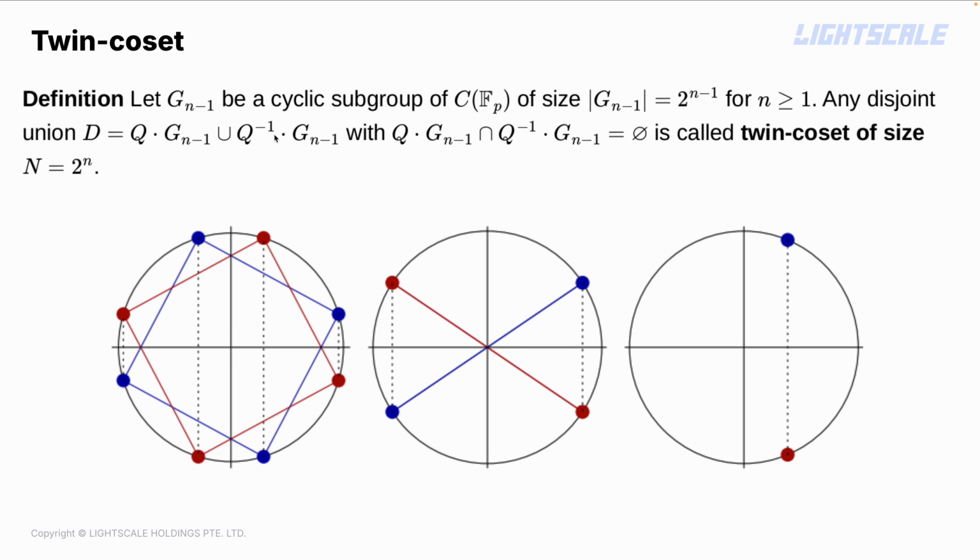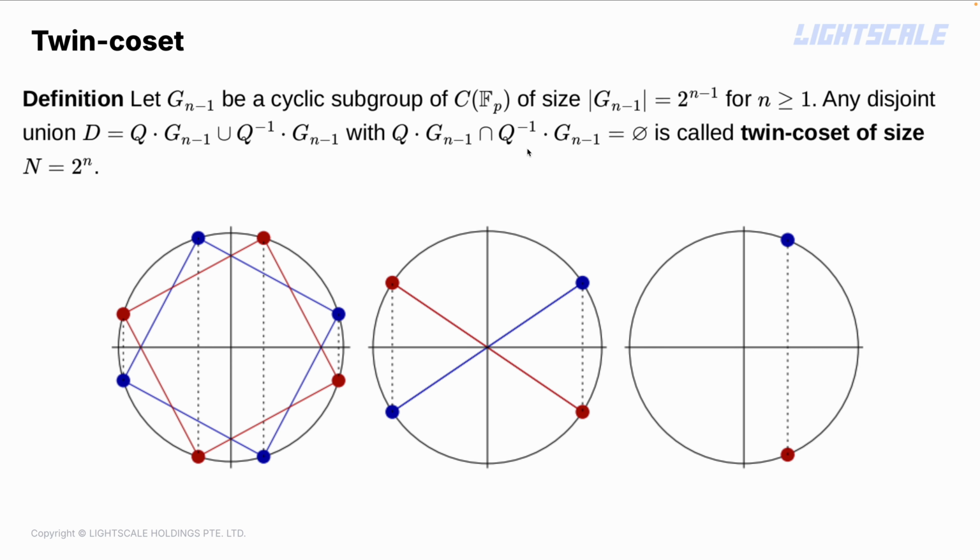Now we define a twin coset. A twin coset is basically a union of two cosets, generated with q and the inverse of q. If you take a union of these two cosets, then you get the twin coset D. And also there should be no intersection.